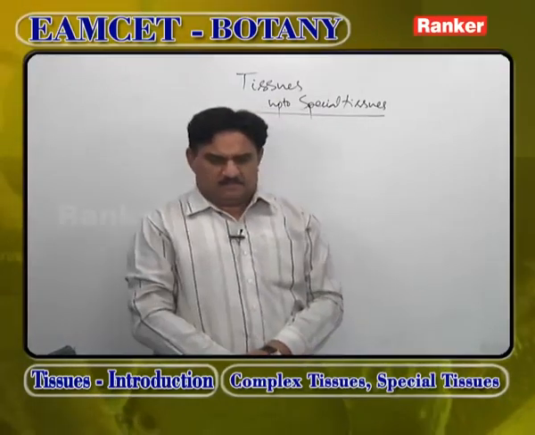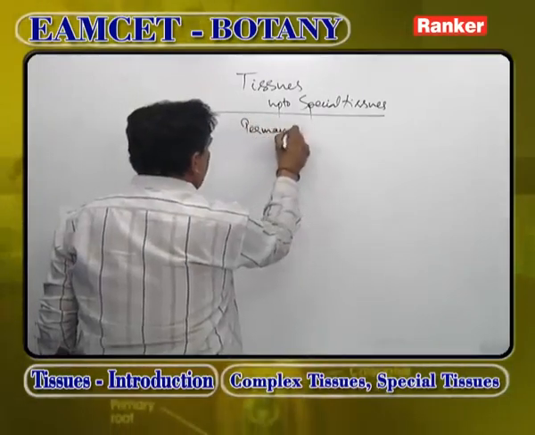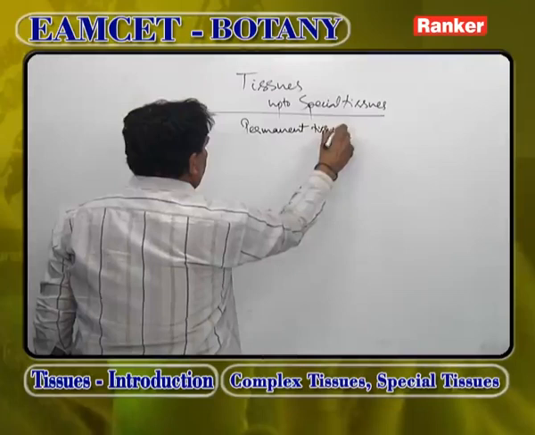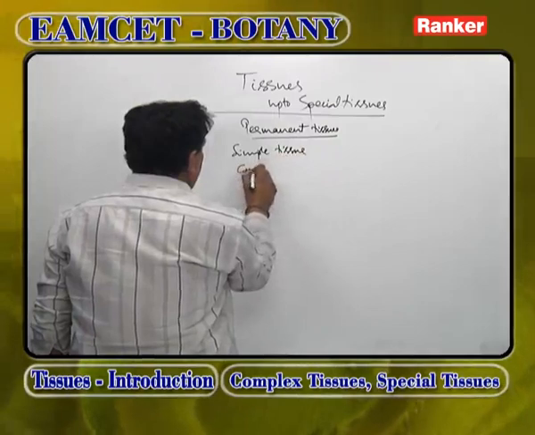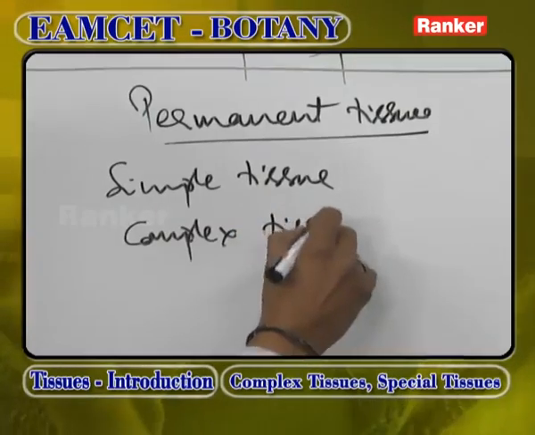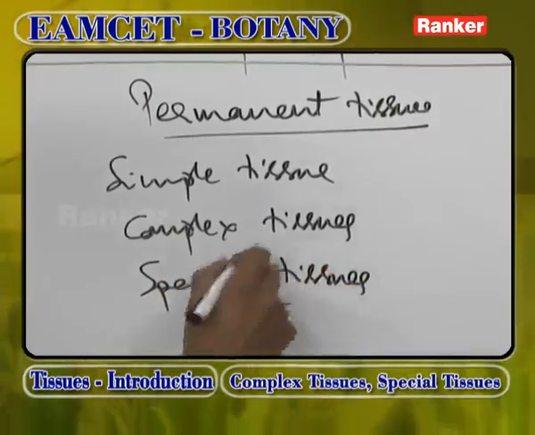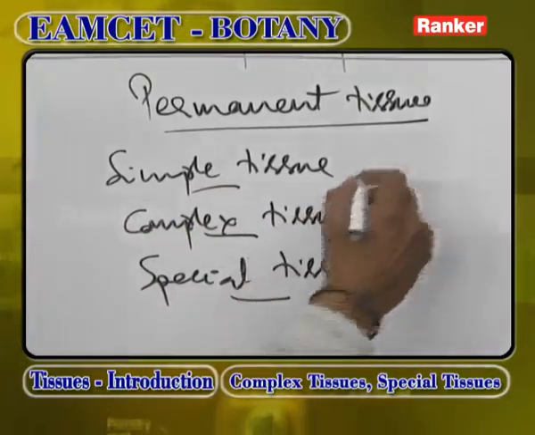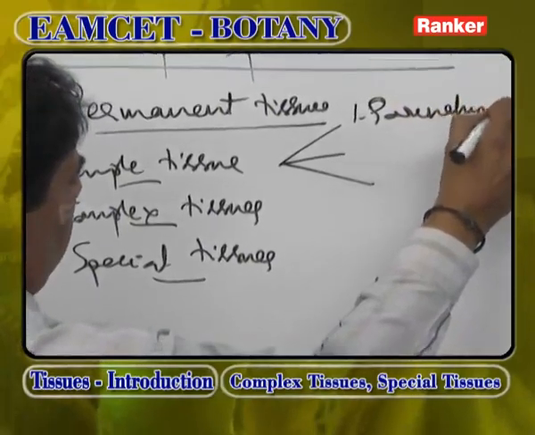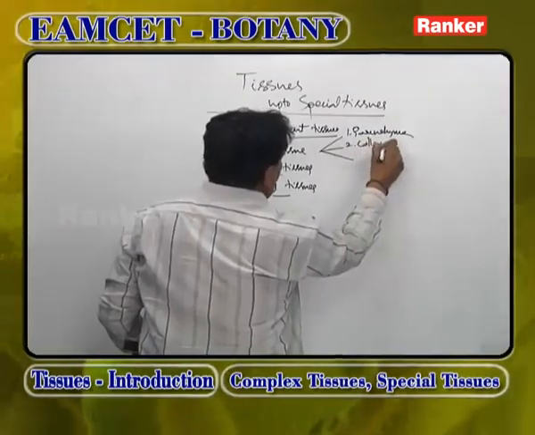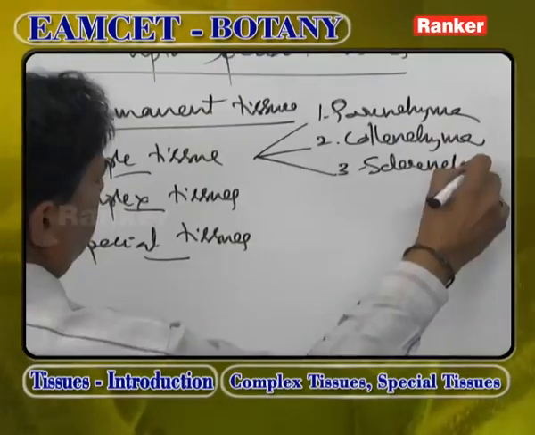These permanent tissues are three types: simple tissues, complex tissues, special tissues. Simple tissues means same origin, same structure, same function. Majority of the plant body is occupied by simple tissues, and simple tissues are divided into three types. Parenchyma occupies major portion, living mechanical tissue called collenchyma, a complete dead tissue called sclerenchyma.